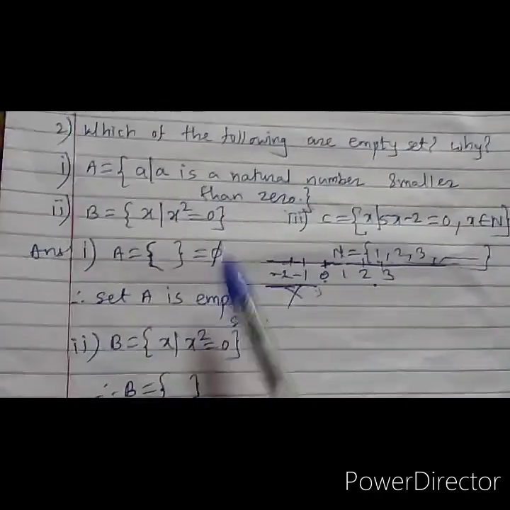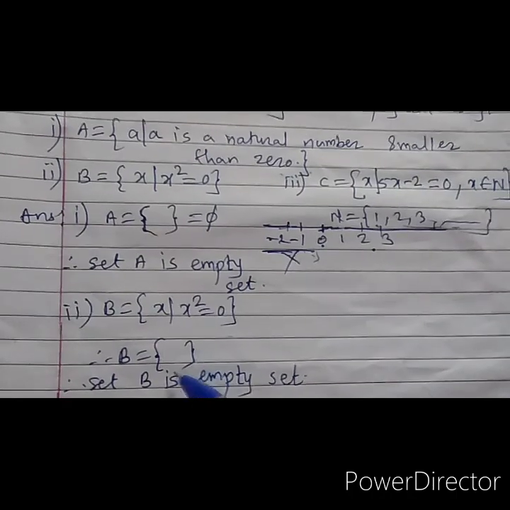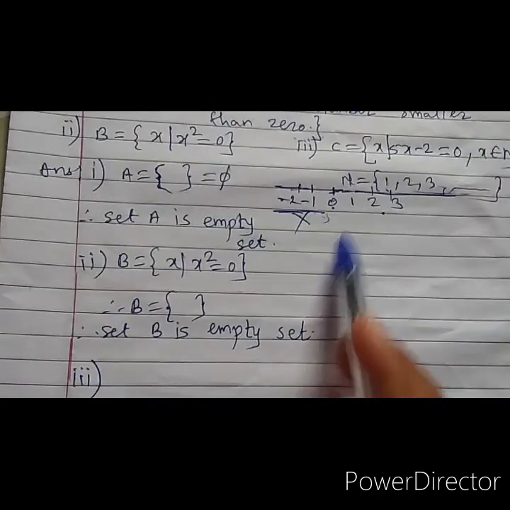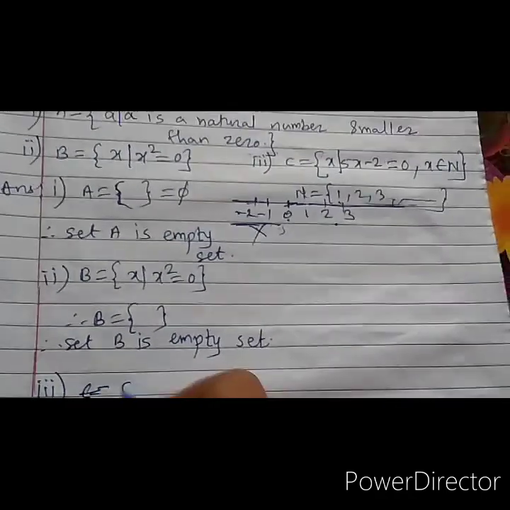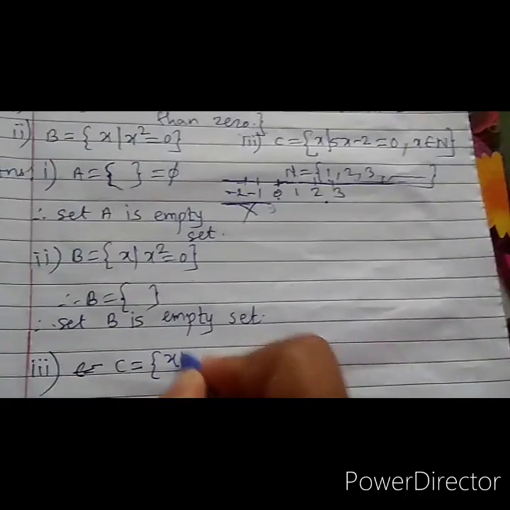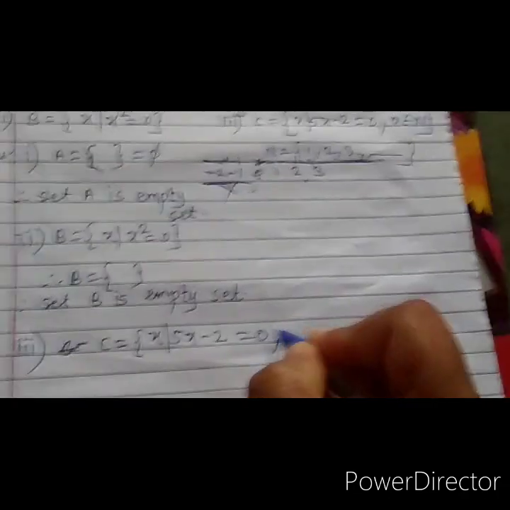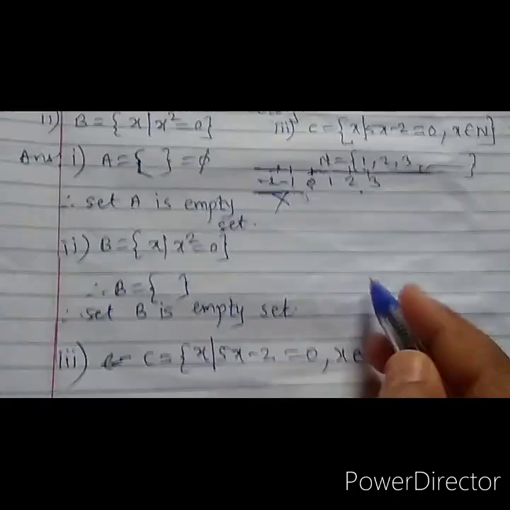Let us see number 2. Set B is equal to x such that x square is equal to 0. x square is equal to 0 means there is no such number, therefore set B is an empty set. Next, number 3. Set C is given: x such that 5x minus 2 is equal to 0, x belongs to N. It means that x is a natural number.